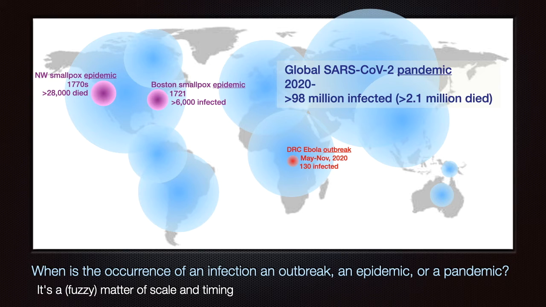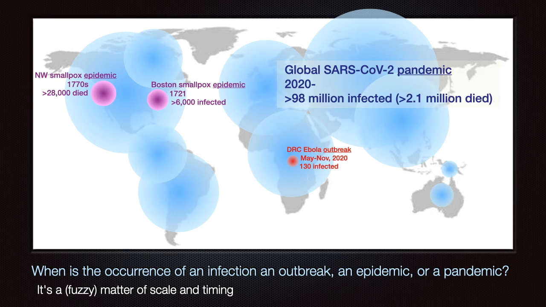So, when is the occurrence of an infection considered an outbreak or an epidemic or a pandemic? And the answer is, it depends. And it's fuzzy. And a lot of times we will see these terms used somewhat interchangeably. In fact, we will use them somewhat interchangeably. But here are some examples of where those lines tend to be drawn.